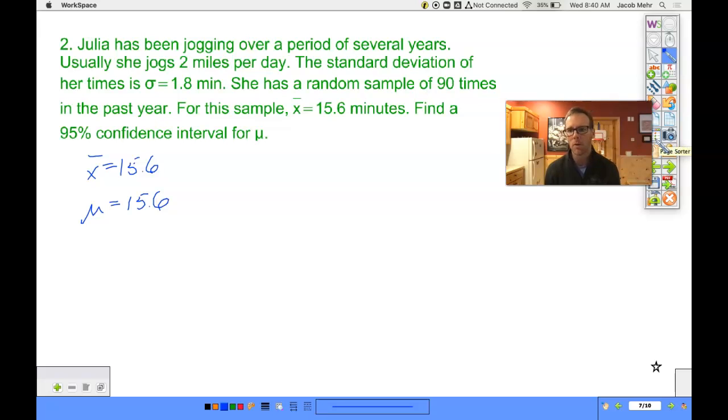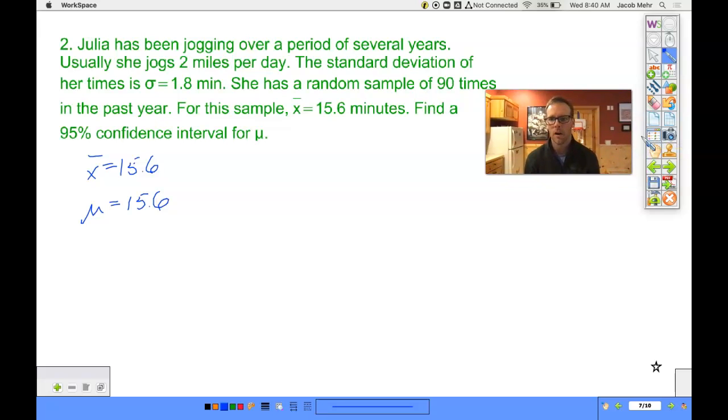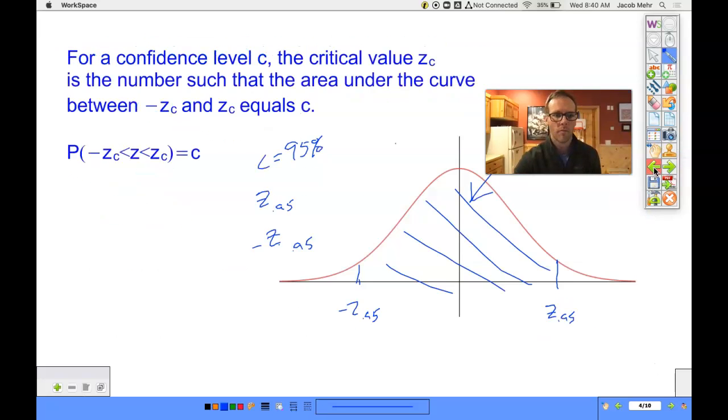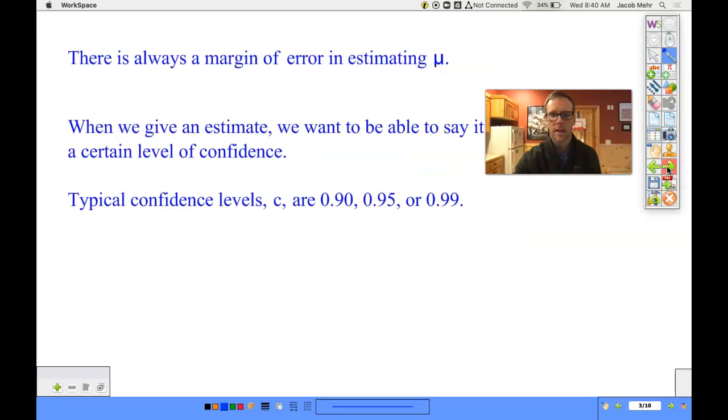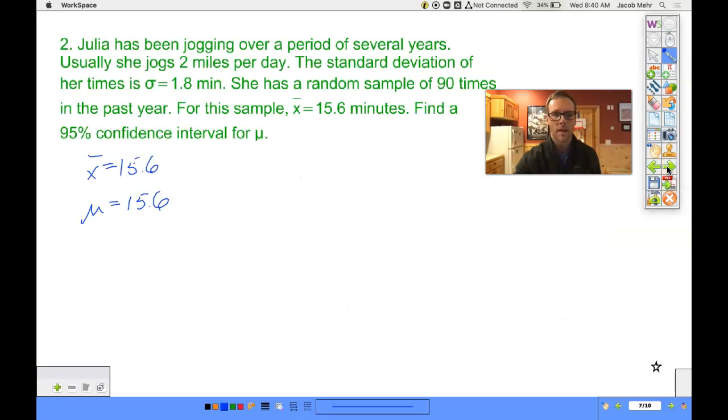Now remember our assumptions. Our assumptions are that we have a simple random sample of size n from a population. That's what we have. We said they're randomly sampled. The standard deviation of the population is known. Notice I gave you that. We know that the standard deviation of the population is 1.8 minutes. I'll talk about that later. If you're having some issues on how we would know that, I'll talk about that later. So we've got a random sample. The population standard deviation is known.